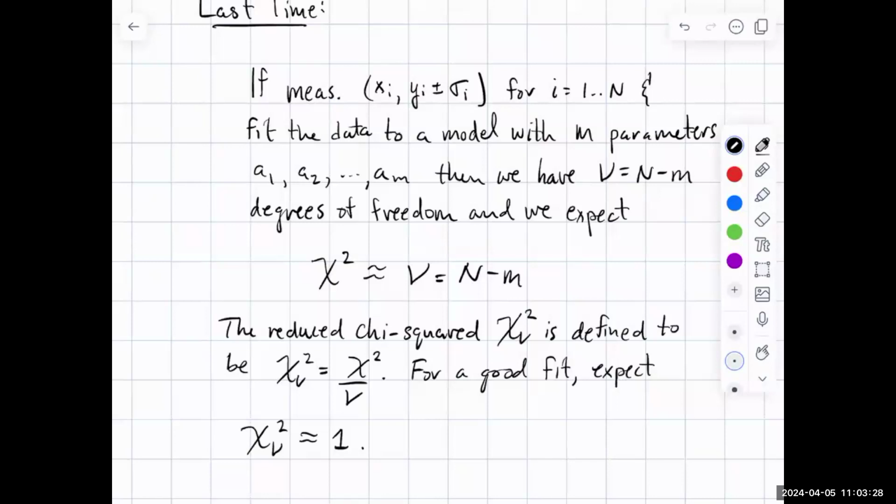If chi-squared is bigger than that, it may be an indication that the model that you're fitting to your data is not a good model. We defined the reduced chi-squared as just chi-squared divided by this number of degrees of freedom. And in that case, a good fit, you expect the reduced chi-squared to be 1. Okay, and so that's what we spent our time on last time.